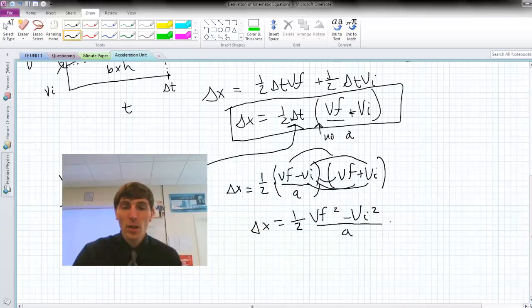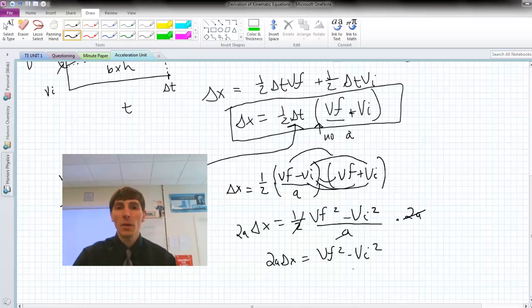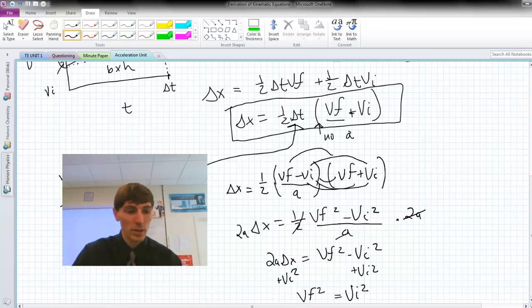It's all over a. So I'm going to rearrange this. I'm going to multiply both sides by 2a to get these things to cancel. So now I have 2a delta x is equal to Vf squared minus Vi squared. And I'm going to get Vf squared by itself. I'm going to add Vi squared to both sides. And I'm going to get a final equation of Vf squared is equal to Vi squared plus 2a delta x.